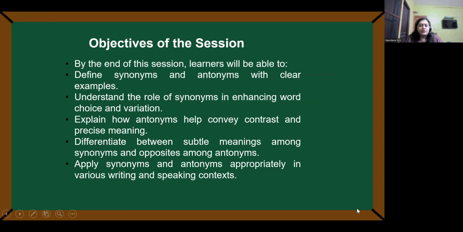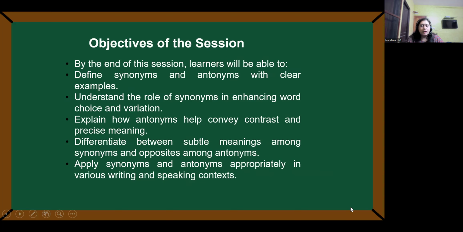What are the objectives of the session? By the end of this session, learners will be able to define synonyms and antonyms with clear examples, understand the role of synonyms in enhancing word choice and variation, explain how antonyms help convey contrast and precise meaning, differentiate between subtle meanings among synonyms and opposites among antonyms, apply synonyms and antonyms appropriately in various writing and speaking contexts.